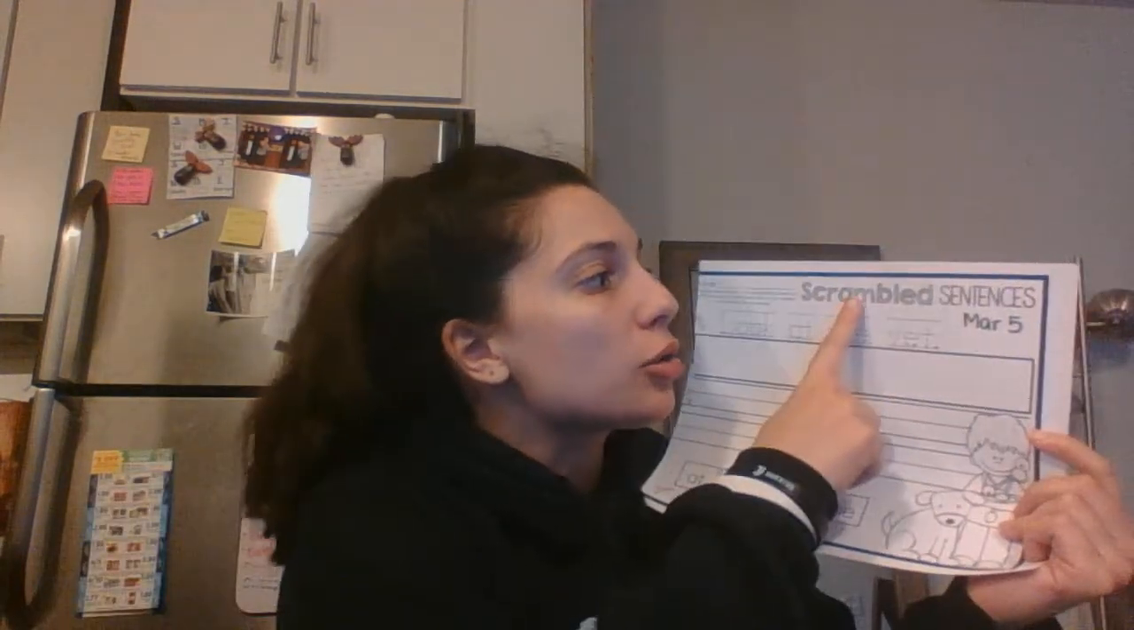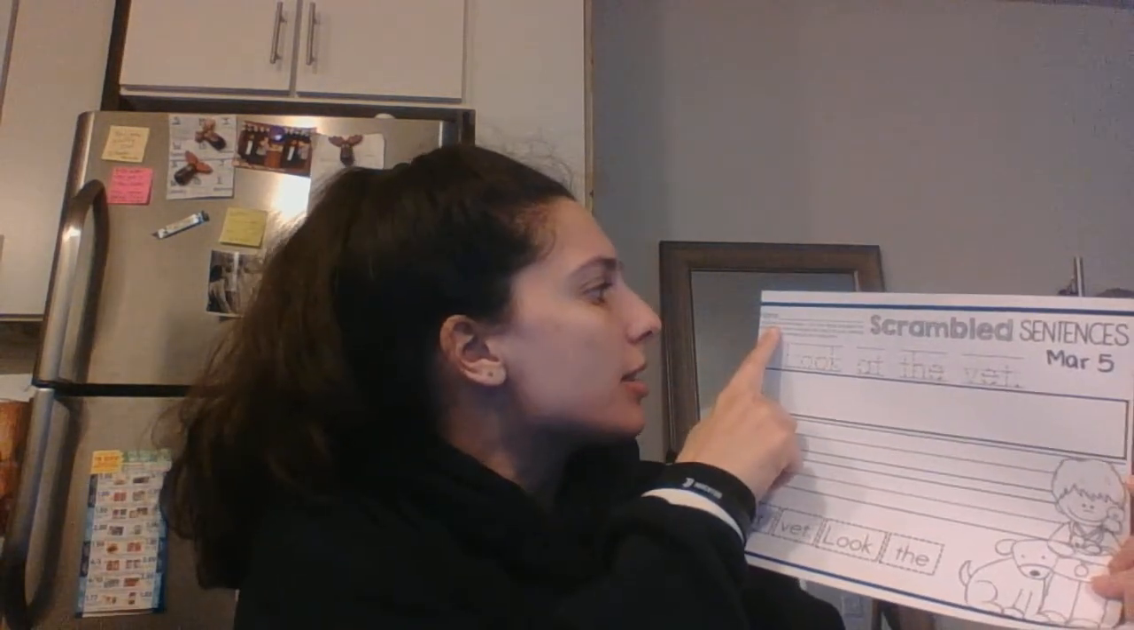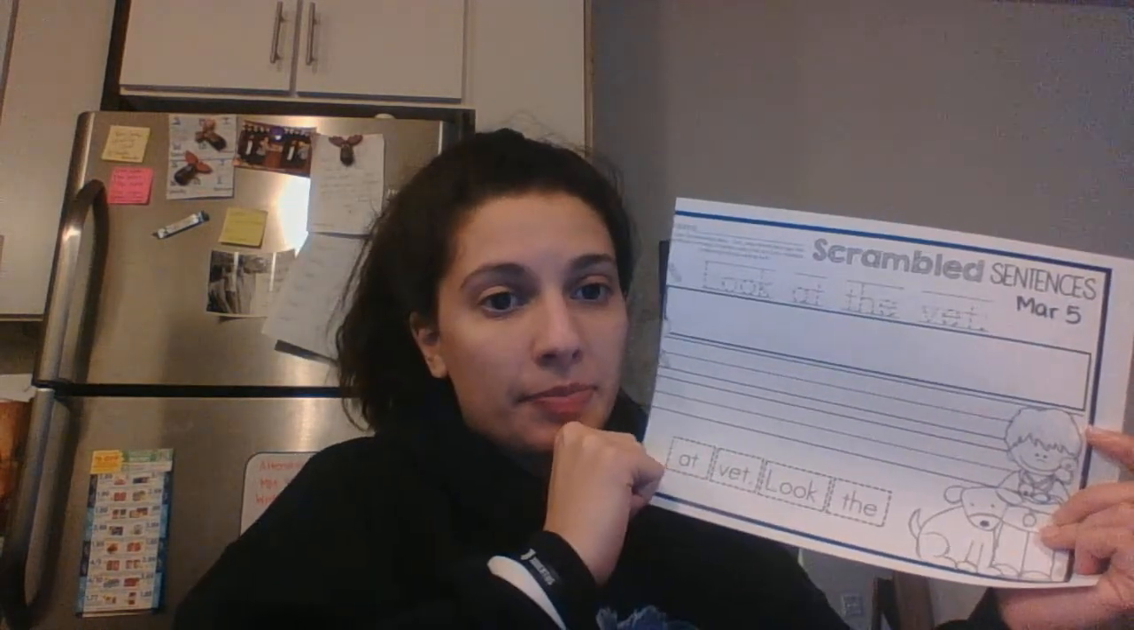So today in writing we're going to be working on a page that looks like this, and it's called Scrambled Sentences. So what it's telling you to do is it says trace the sentence below. So what I want you to do is whenever we see these dotted lines, that's telling us to do our tracing. So I want you to trace this sentence.